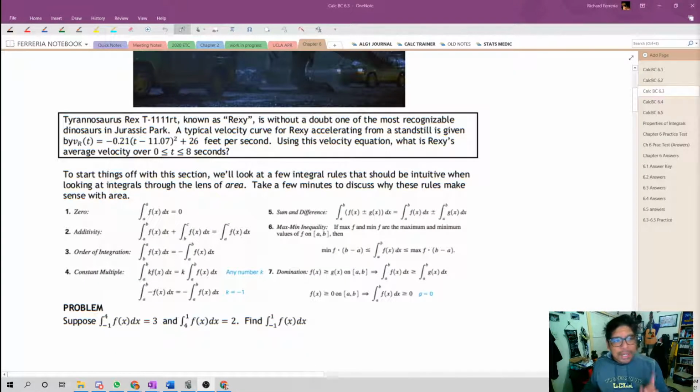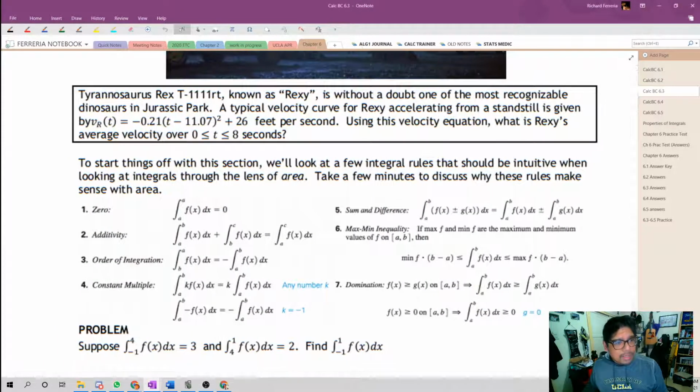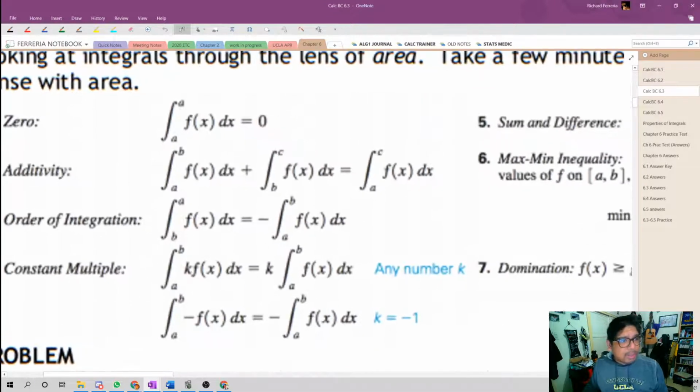Now, to start things off in this section, or the second day of the section anyways, we're going to look at some integral rules, and I'll try to show you the main features of them. So this first one is the zero rule.